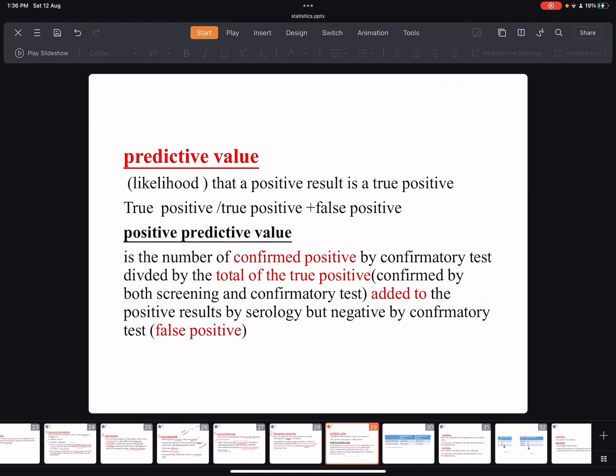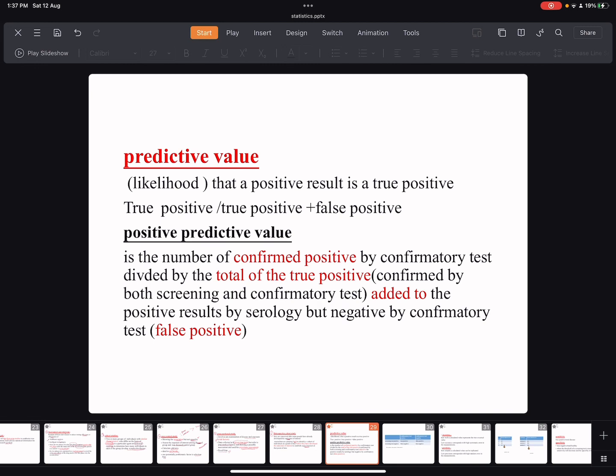The predictive value, or the likelihood that a positive result is a true positive, means the probability that the disease is in the patient who has a positive result is true. So the positive predictive value equals the true positive divided by the total positive, true positive and false positive. This is the number of confirmed positives by the confirmatory test divided by the total positives from the screening test.